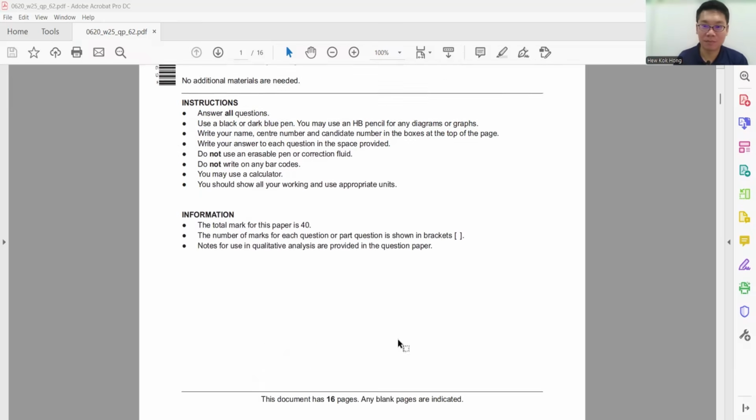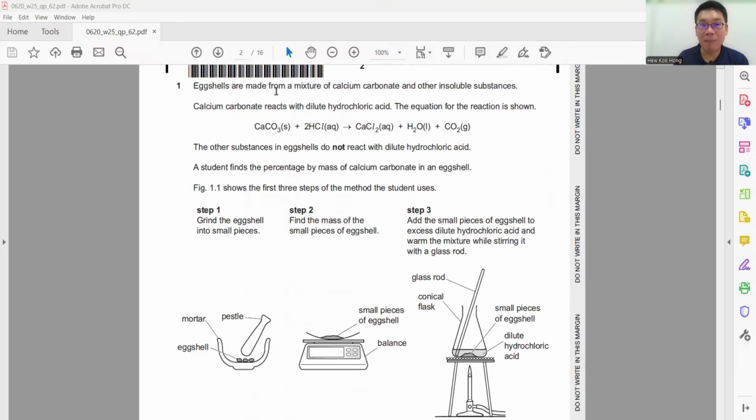Let's go. First question: eggshells are made from a mixture of calcium carbonate and other insoluble substances. Calcium carbonate reacts with dilute hydrochloric acid. The equation for the reaction is shown.